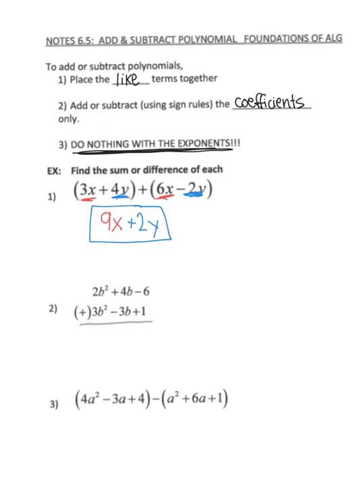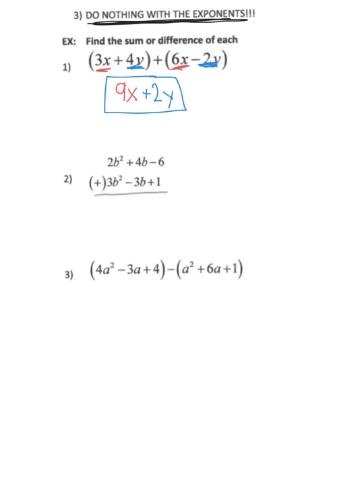Okay, let's look at number 2. I'm going to put my like terms together. So right here I have my 2b squared, 3b squared. I've got my 4b and negative 3b lined up. And I have my constants at the end lined up. So I can add these straight down.